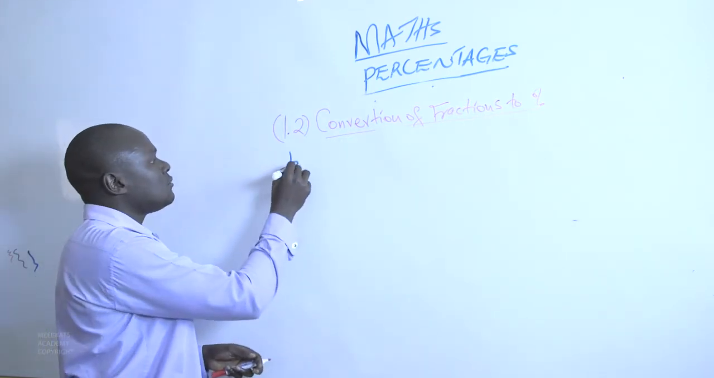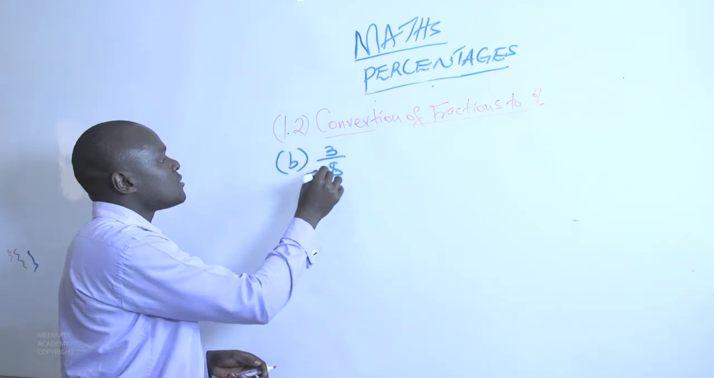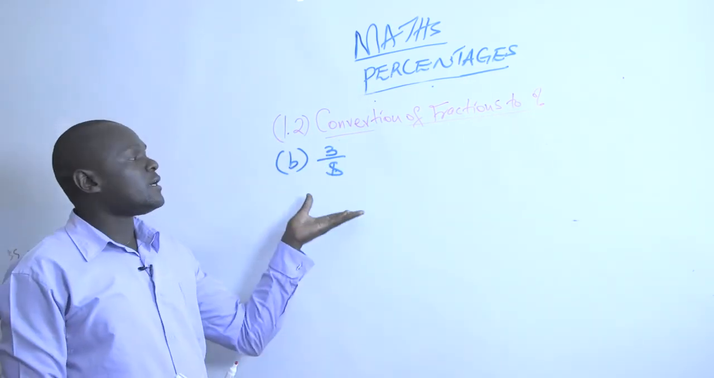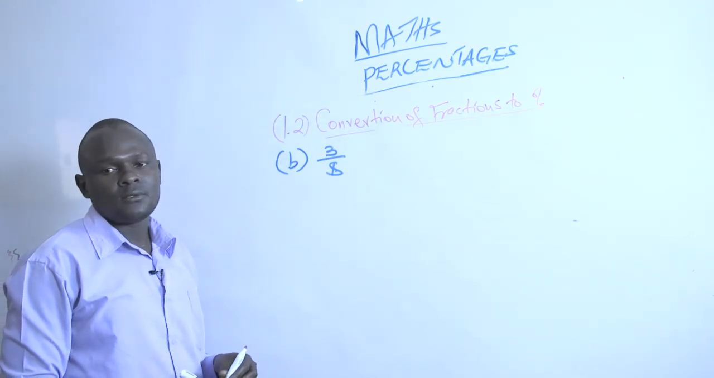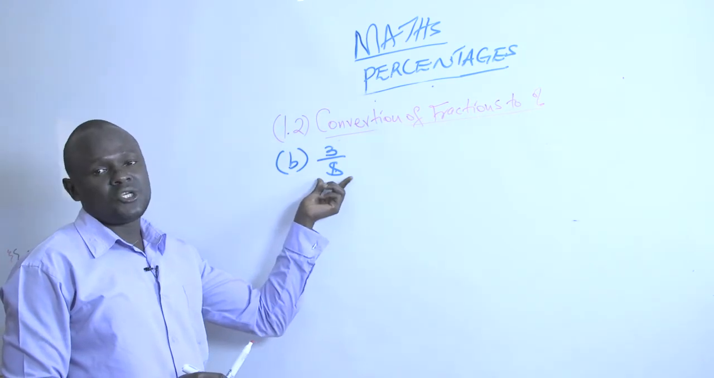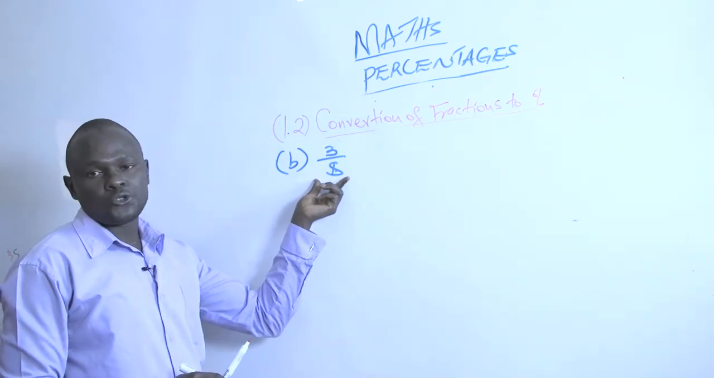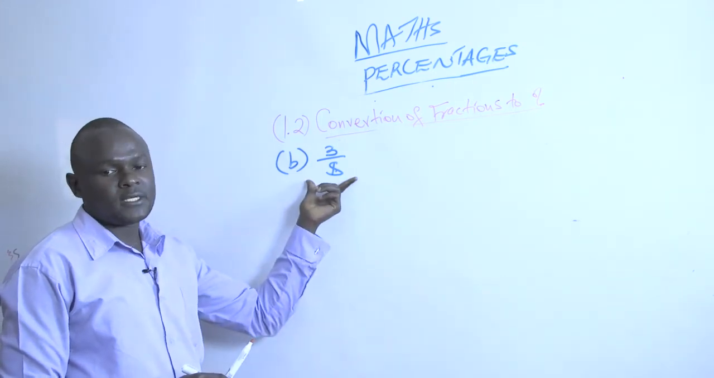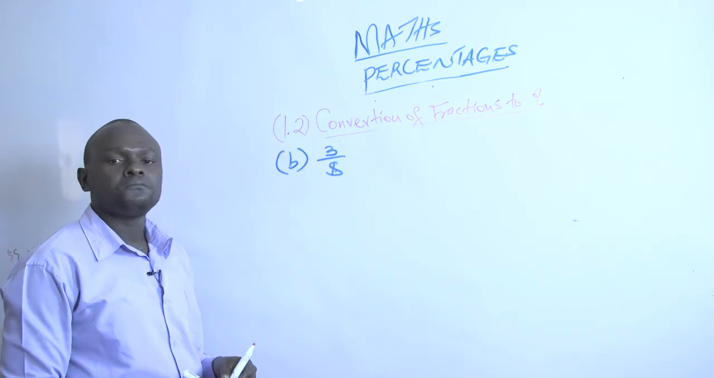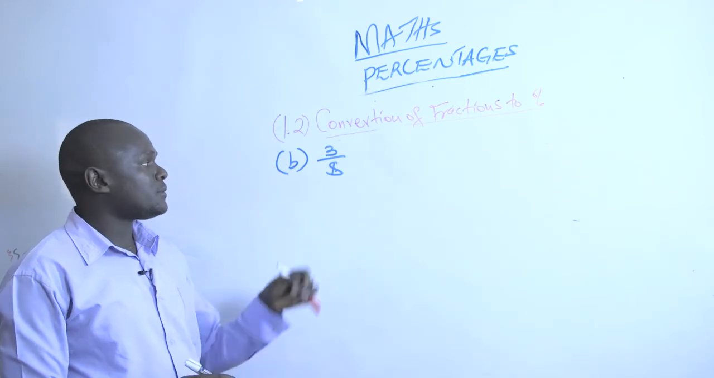And my second example is 3 out of 8. We want to convert this particular fraction into a percentage. The denominator here is 8. When you look at the multiples of 8, 100 is not one of them. So we cannot apply the first method. That leaves us with the second method to solve this particular question.